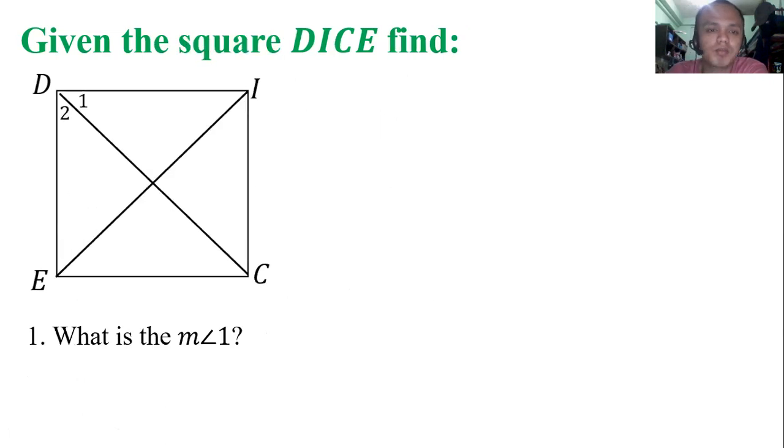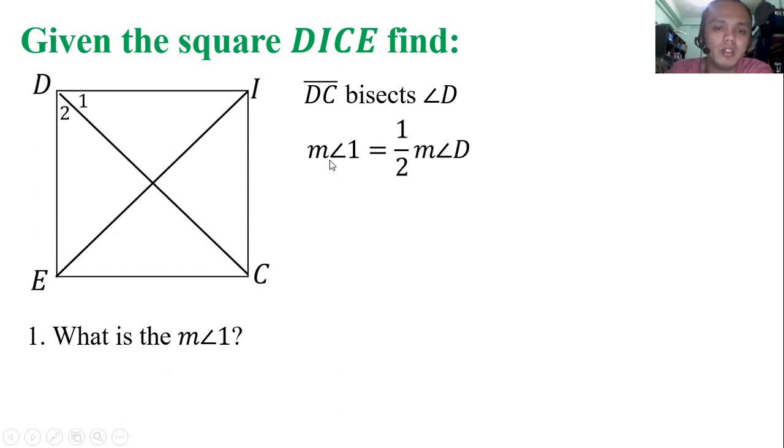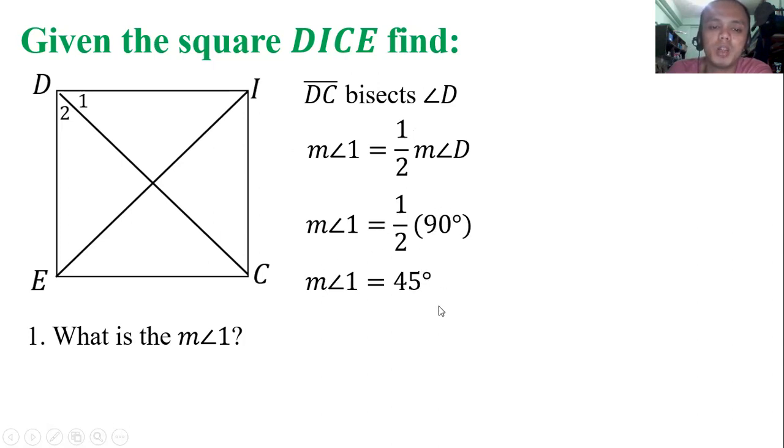Okay, very easy. Next, given the square DICE, find the following. Now, what is the measure of angle 1? Okay, wala nang masyadong condition eh. Kaya ang importante ito, DC bisects angle D. And since angle D is equal to 90, okay, ito, na-apply yung formula. Measure of angle 1 equal to 1/2 measure of angle D. Since your measure of angle D is automatically 90 degrees yan, times 1/2 or divided by 2. Therefore, your measure of angle 1 is 45 degrees.